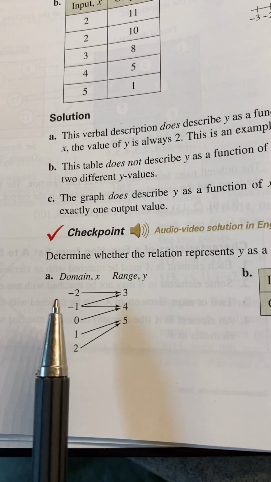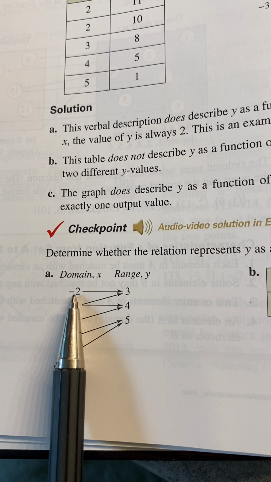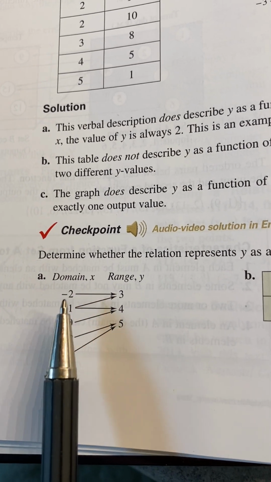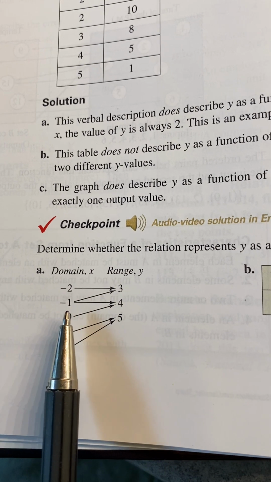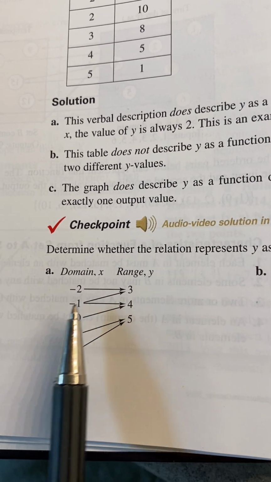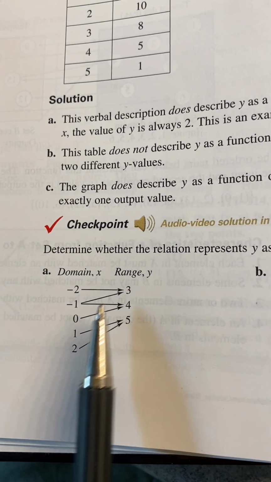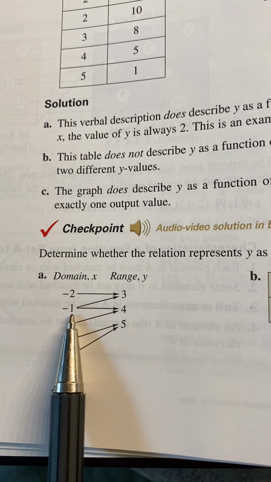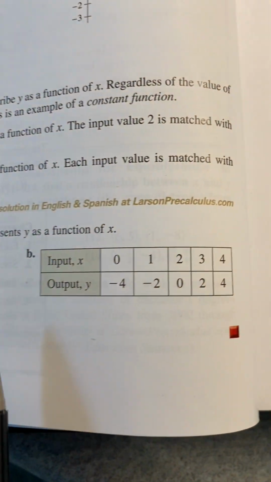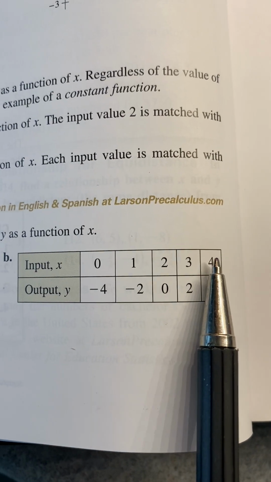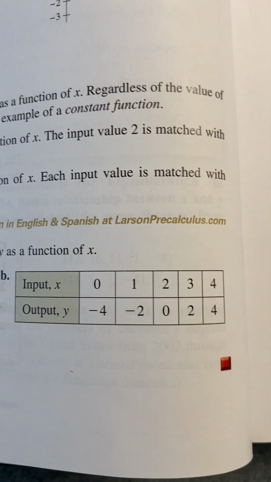Let's look at, this is called a mapping. These are the inputs. Another name for domain is input. That's the x value. And here we see this input, -1, is going to two different ranges or y's. So this would not be a function because of this -1 right here. Let's look at this table. Inputs, there are no repeats, so we are fine.